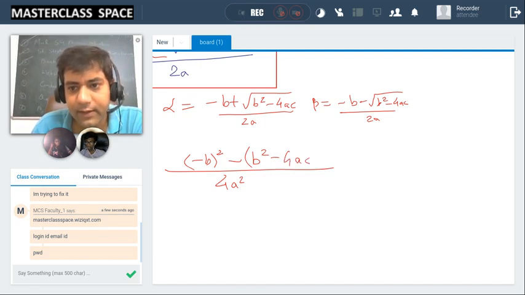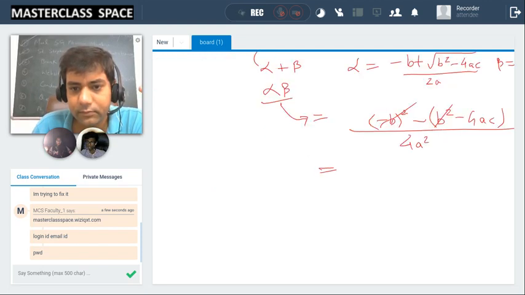So, my dear friend, isn't it so easy to get this one now? This minus b whole square is b square, and minus b square, it will get cancelled. This value, if you take minus inside the bracket, minus minus will become plus. Plus 4ac upon 4a square is what? 4 can cancel. Ac by a square is what? Is it c over a? Yes. Got it?